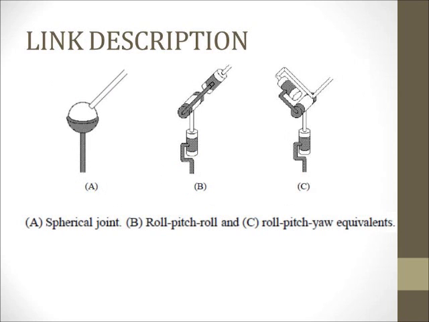Next we see the spherical joint, a roll pitch roll and a roll pitch yaw equivalent of the spherical joint. Three joint angles about three rotation axes are required to describe this displacement about the spherical joint. A spherical joint can be represented by three consecutive rotary joints with intersecting rotation axes. There are many ways to configure three such rotary joints. The human shoulder and wrist are spherical joints. Most robot wrists are spherical joints with one of two arrangements.